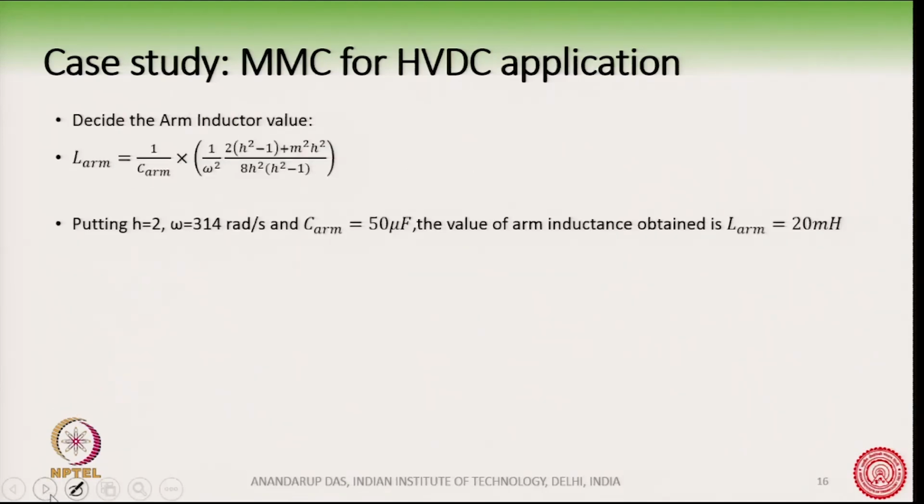Again, once we have decided this arm capacitance, then we decide the arm inductor value, which can be obtained from this formula here. If you put H equal to 2, omega 314 and C arm as 50 microfarad, the value of the arm inductance is about 20 millihenry. So, this is how we design the arm inductance, we design the cell capacitance, we design the IGBT, or we can choose the devices.